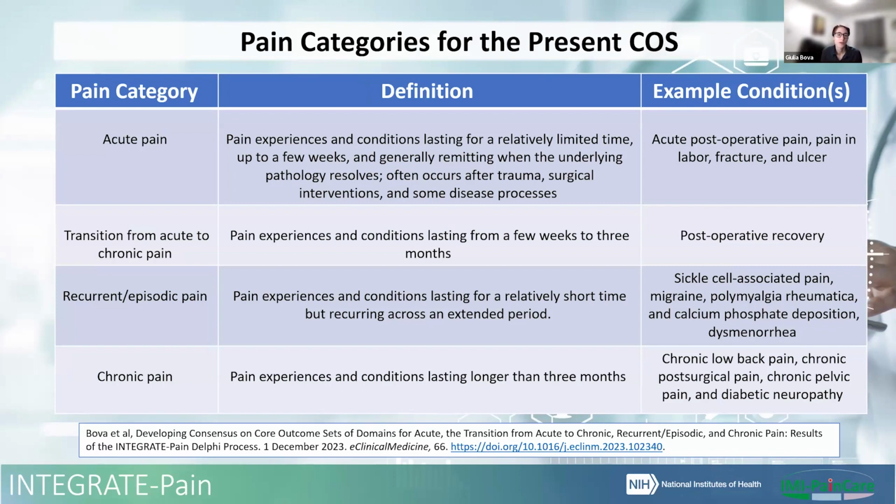Then the recurrent episodic pain are pain experiences that last a short time, but they recur over an extended period of time, something like headache or sickle cell disease. And then chronic pain, which I think is probably most relevant to this group today, the definition there is pain lasting more than 3 months.